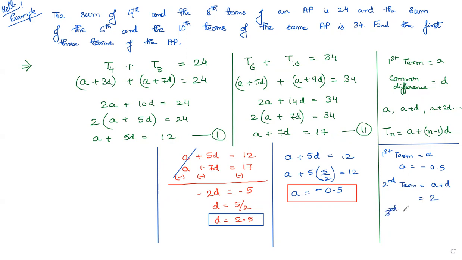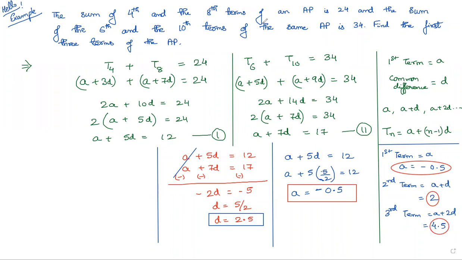And then you have your third term, which is equal to a plus 2d. So that's nothing but 5 minus 0.5, 4.5. So these are nothing but the values of the first term, the second term, and the third term that you have into consideration. So this is all about this question.